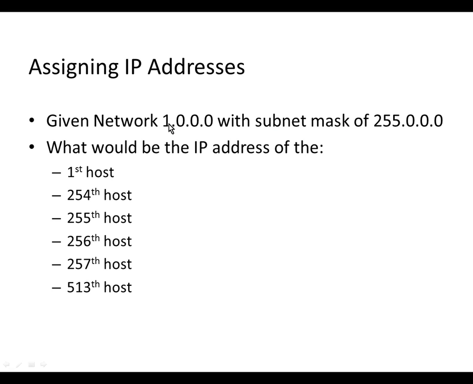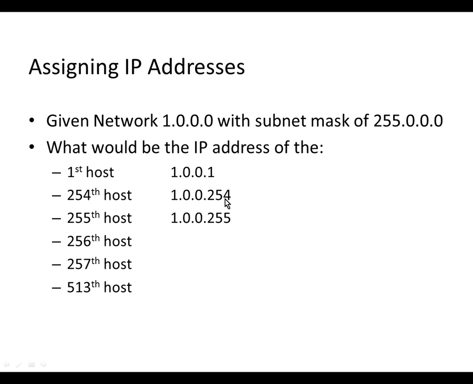Given a network ID of 1.0.0.0 with a subnet mask of 255.0.0.0, what would the IP address be of the first host, of the 254th, 255th, 256th? Well, I think the first one is easy. It's network 1.0.0.0, so the first host would be 1.0.0.1. That's obvious. And the next one would be 1.0.0.2, .3, .4, .5.